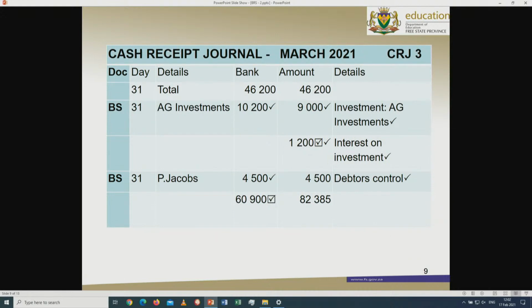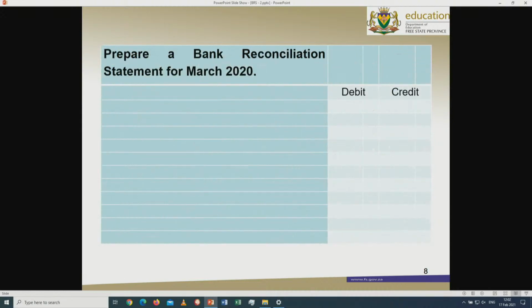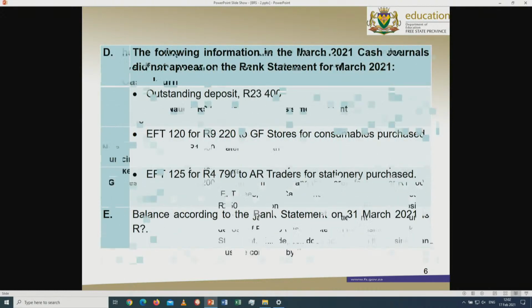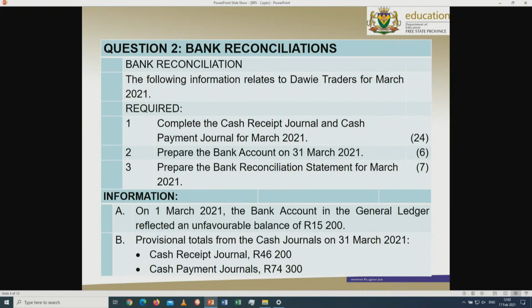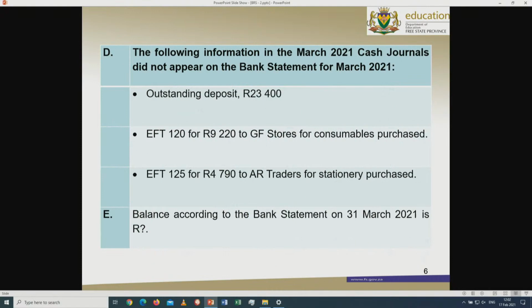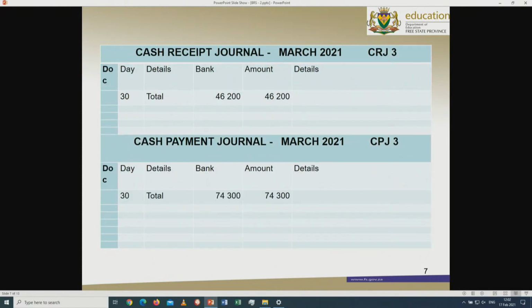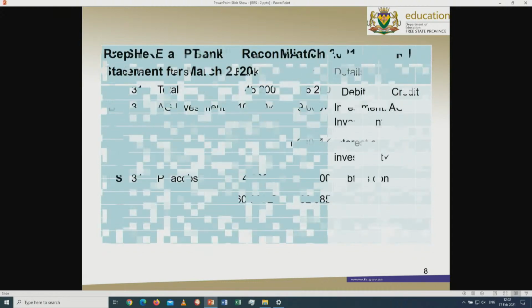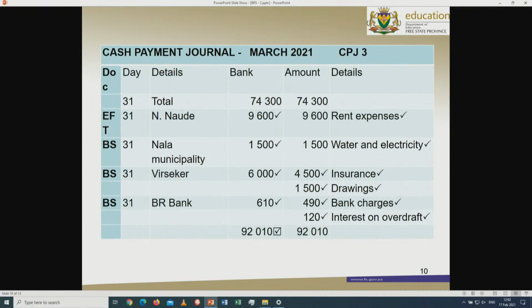So let's check the cash receipt journal, the solution. Remember, we have the totals. We can go back to information A and information B. If you check information B there, the totals are given. So on the answer sheet, they are also given. If they are not given, then you'll have to start with such totals. 46,200 in the CRJ, 74,300 in the CPJ. So let's check another entry.